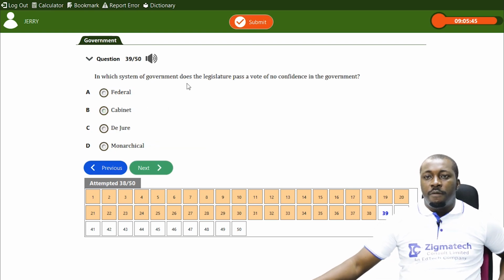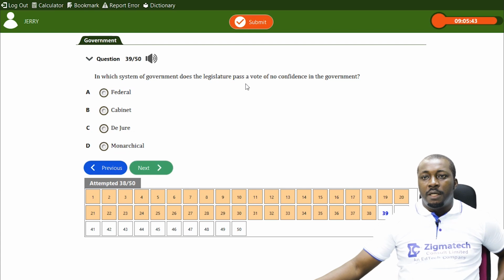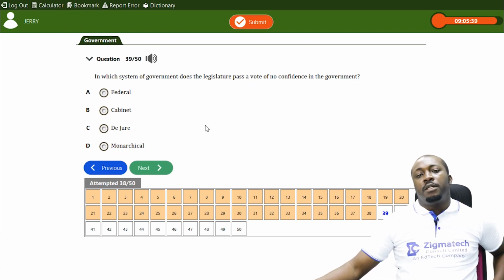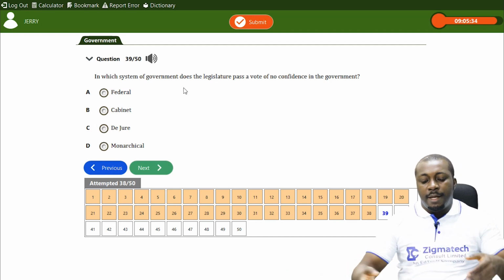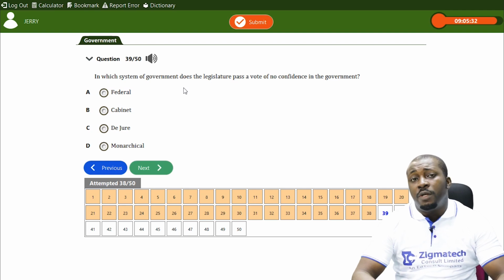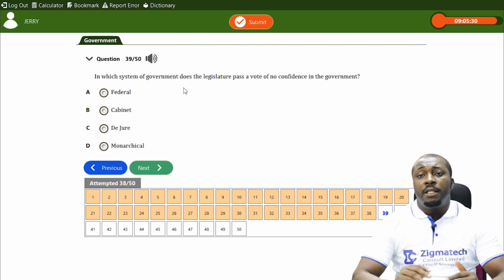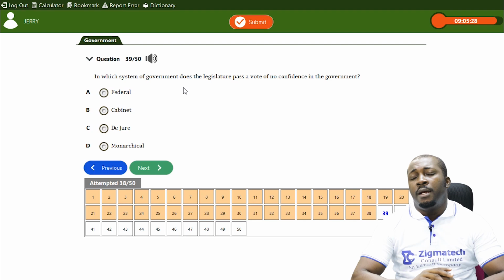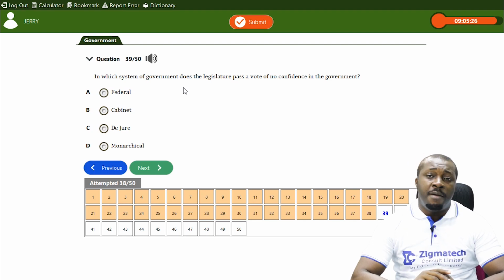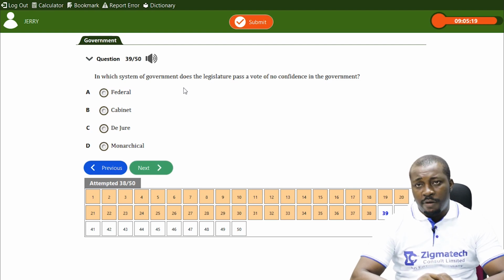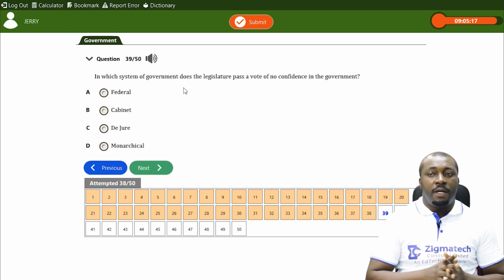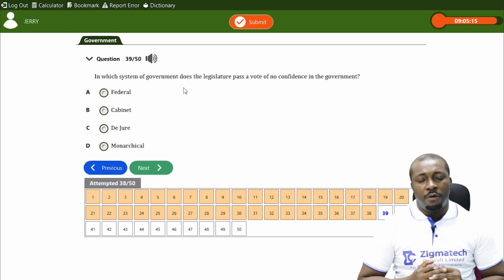In which system of government does the legislature pass a vote of no confidence in the government? Now, it tests your knowledge on the two major systems of government, especially in terms of relationship between arms of government, which is the parliamentary and presidential. Another name for parliamentary is a cabinet system of government, which we also call the Westminster system of government. Now, in which one does the legislature pass a vote of no confidence?